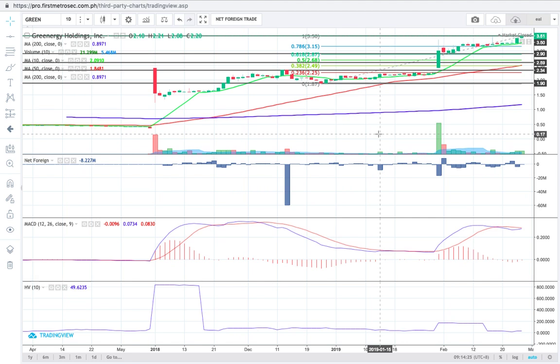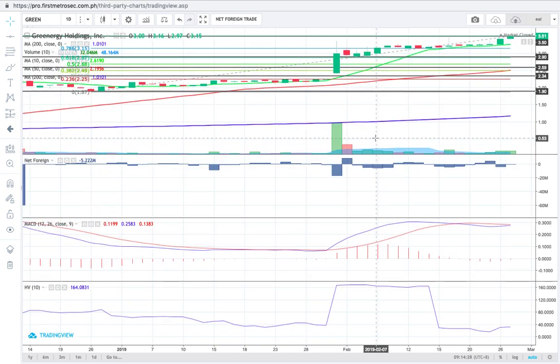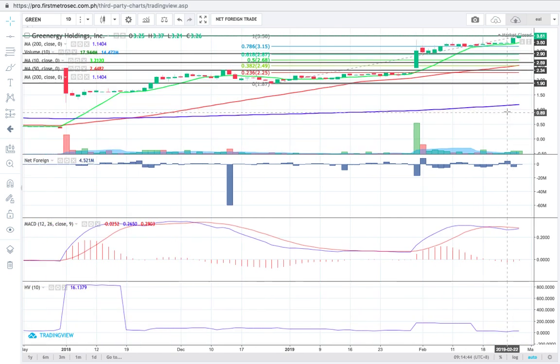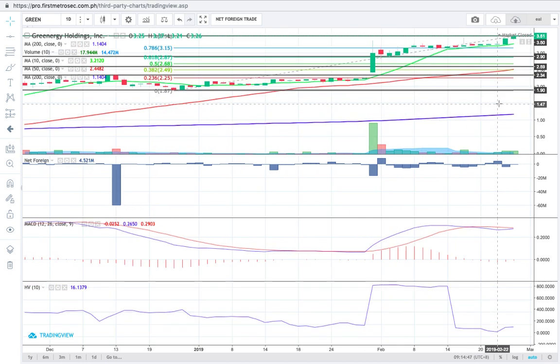If you would want to enter a new position on green, I would suggest that you observe the volume within the first 15 to 30 minutes of trading. If you see a relatively higher demand as far as volume is concerned, then you can do a test buy. Okay, but be quick. This resistance at 3.50 might be considered as a selling spot for those who were able to enter a position on green at an earlier date. So take note of these possibilities. Okay, so that's it for green.